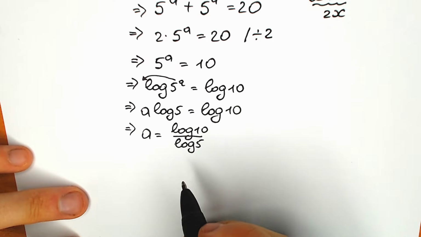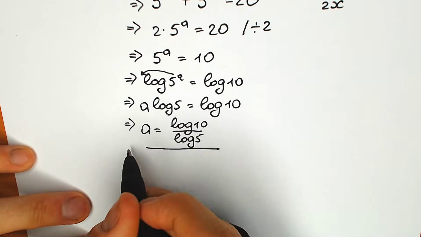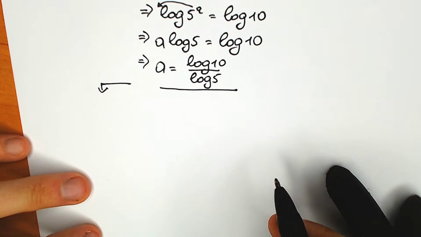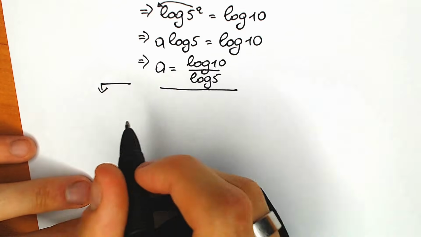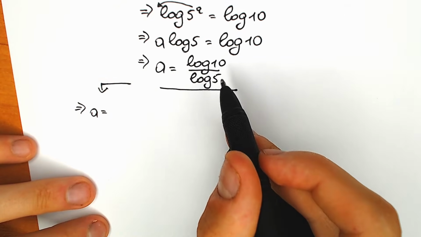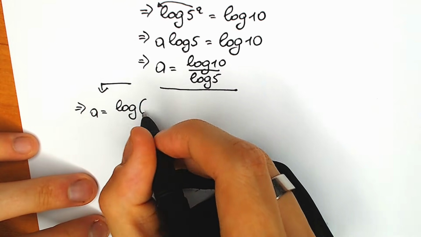It looks like this is our answer, but I'm going to show you how we can simplify this a little bit. So we have log 10 over log 5. From here, let's continue. We have a equal to, this log 10 we can write as log of 2 times 5.